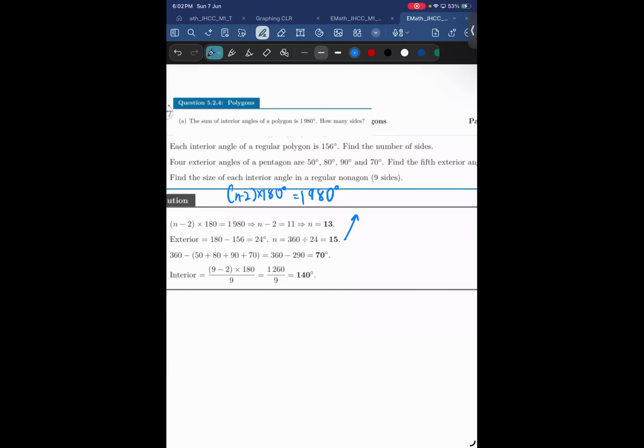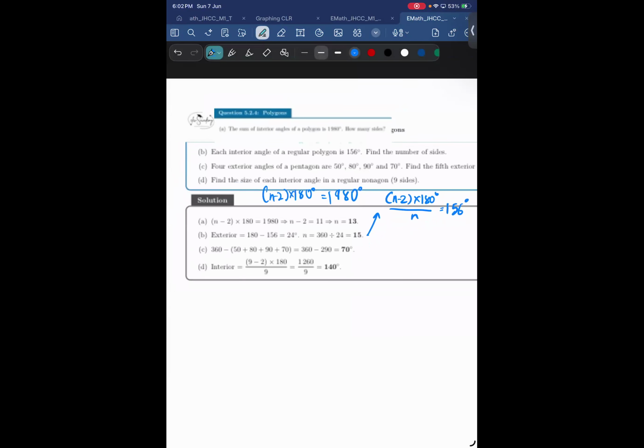Alternatively, just a suggestion: they give you the size of each interior angle, and it's a regular polygon. So another way to do it is n minus 2 times 180 degrees over n equals 156 degrees. This works because this formula tells you the size of one interior angle in a regular polygon, and this is the size that is given, 156 degrees. So this is yet another way to do it. Both will give you the same answer.